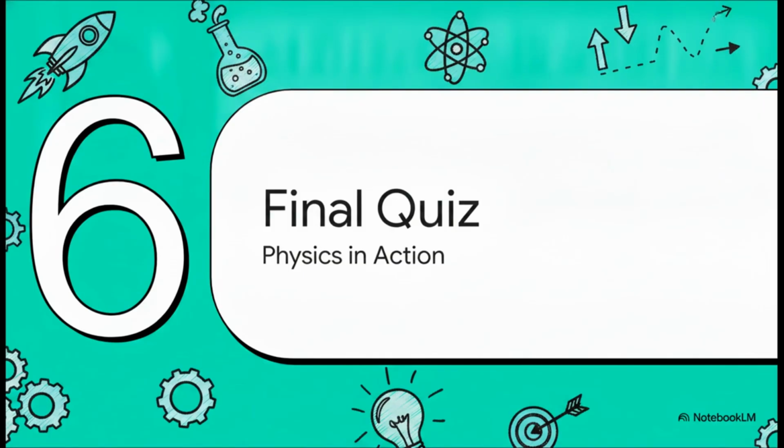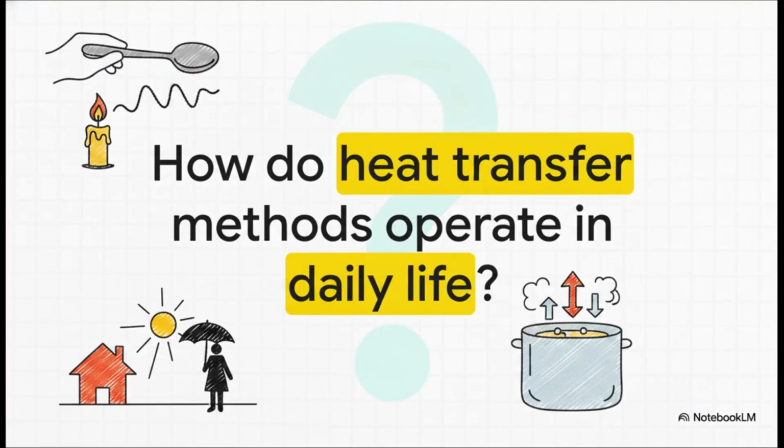And finally, Section 6, Final Quiz, Physics in Action. All right, let's bring everything we've learned together for a final exam. This is a rapid-fire quiz to test real-world physics applications based on what we've just covered. Try to answer this. How do the three distinct methods of heat transfer, conduction, convection, and radiation, actually operate in the world around you right now? Can you spot an everyday example of each one?